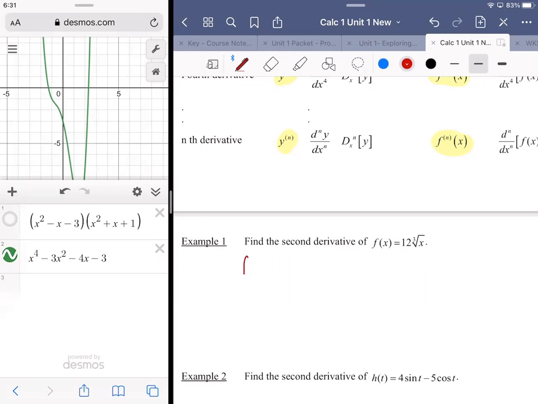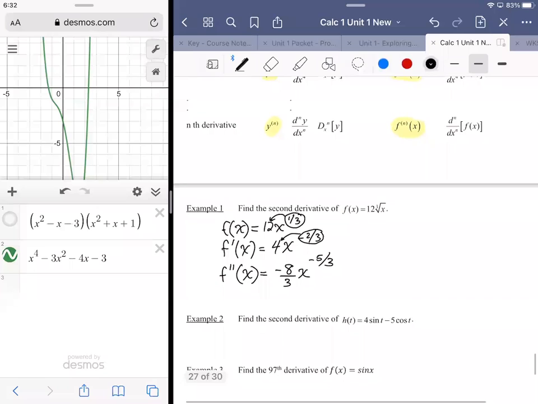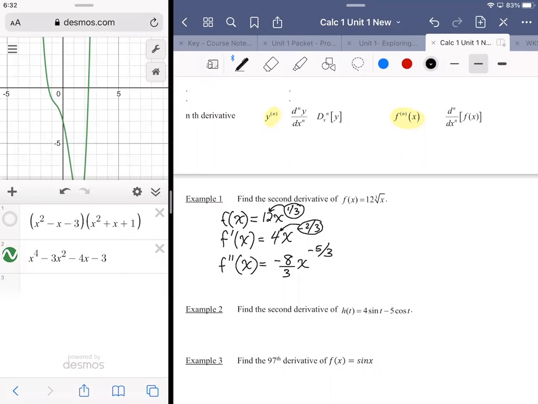All right, so the second derivative. We have f of x, the original function. I'm going to rewrite that as 12x to the 1/3 power. The first derivative of that would be f prime, or 1/3 times 12, x to the 1/3 minus 1, which is -2/3. Then the second derivative, f double prime, do it again. So 4 times -2/3 is -8/3, x to the -2/3 minus 1, which would be -5/3. All right, so skill wise, it could be as simple, quote unquote, simple as that.